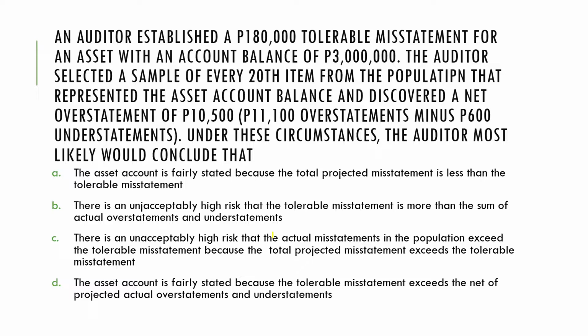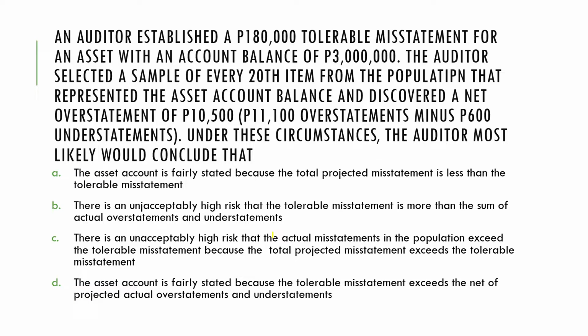Let's take a look at this one. An auditor established a 180,000 tolerable misstatement for an asset with an account balance of 3 million. So the population book value is 3 million. The auditor selected a sample of every 20th item from the population. So that means the auditor uses a systematic selection, okay, that represented the asset account balance and discovered a net overstatement of 10,500, as there are 1,100 pesos in overstatements and 600 pesos in terms of understatements.